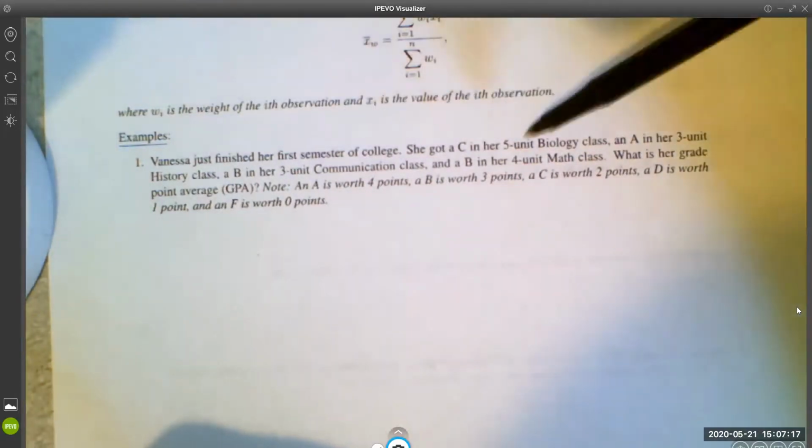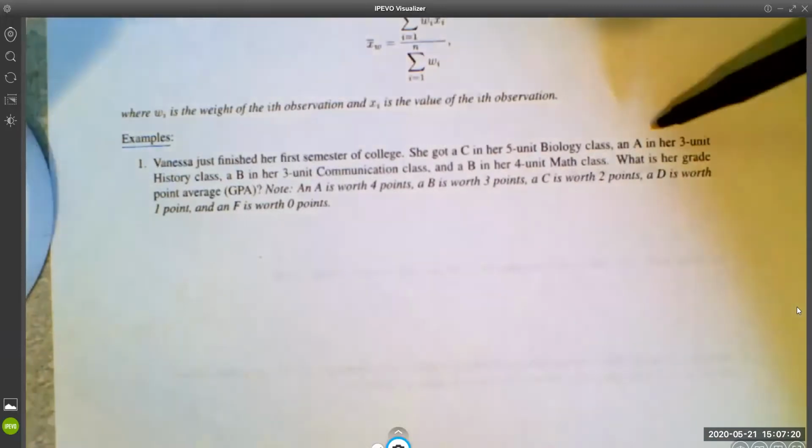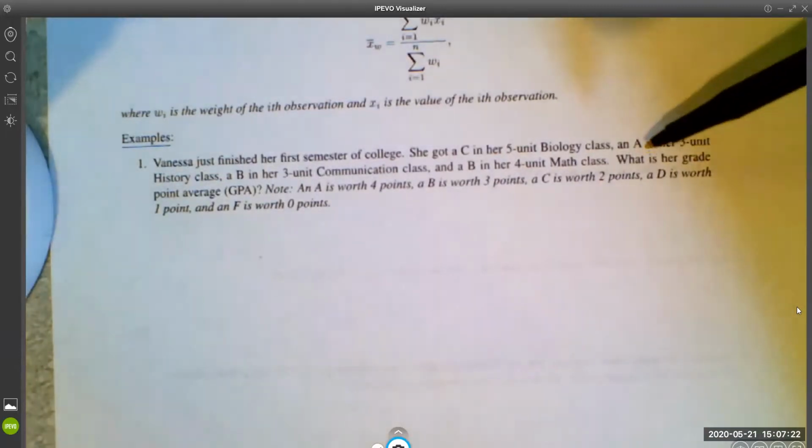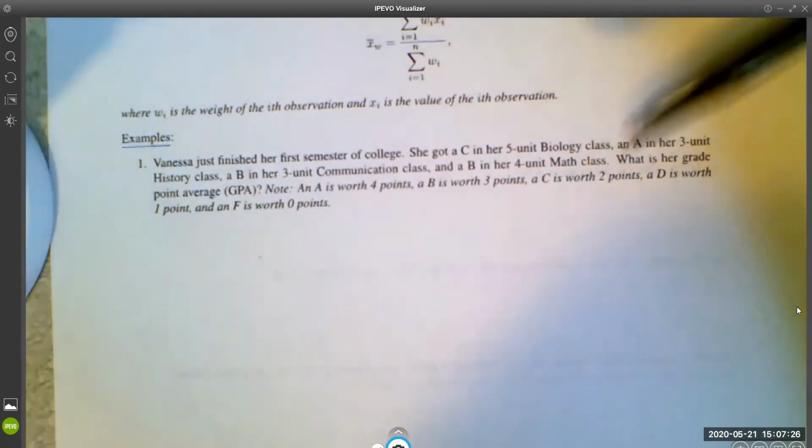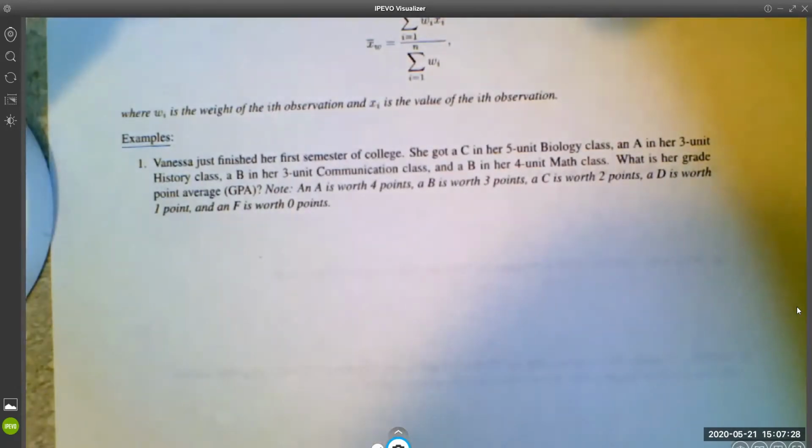This one says, Vanessa just finished her first semester of college. She got a C in her 5-unit biology class, an A in her 3-unit history class, a B in her 3-unit communication class, and a B in her 4-unit math class. What is her grade point average?